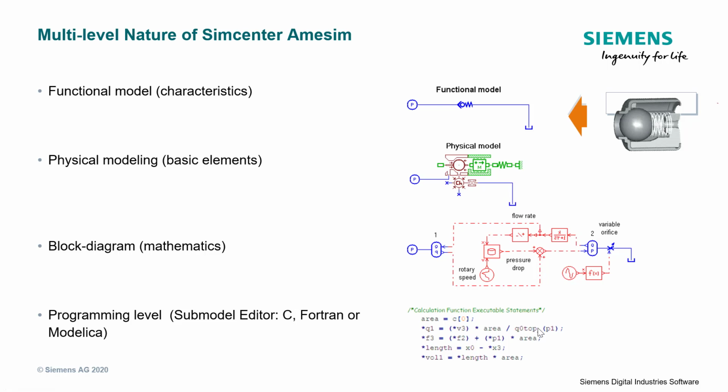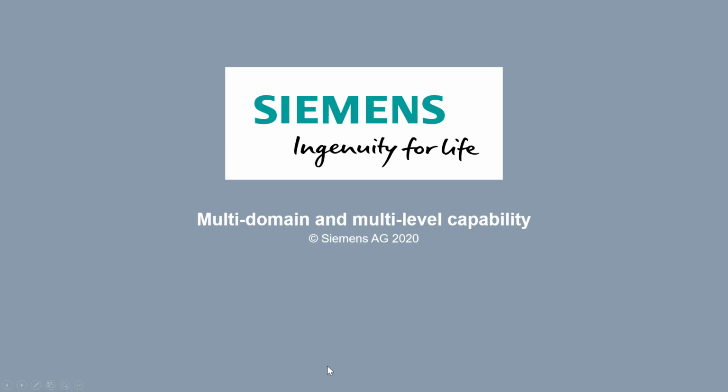In addition, there is a programming level where you can use C or Fortran or even Modelica to write equations that characterize the performance of your given model. So these are the four different types of levels that an engineer can use to model a check valve. This ends our lesson on multi-domain and multi-level capabilities of SimCenter AIMSIM.